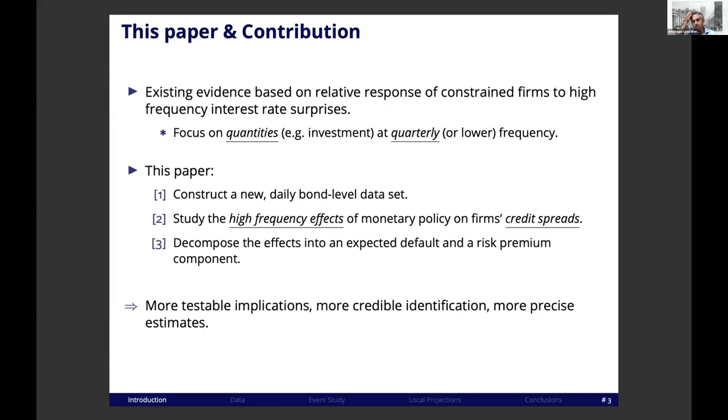What we claim in the paper is that our approach is going to lead us to make significant progress with respect to the two questions that I outlined in the previous slide. In particular, we are going to argue that the high-frequency approach that we use leads to a much more credible identification of monetary policy changes, as well as a more precise estimation of its effects. While the focus on prices, in addition to quantities, is going to help us a lot in trying to tease out the role of different frictions that drive the equilibrium response of credit spreads. This is due to the fact that we're going to be able to decompose credit spreads into an expected default and a risk premium component.